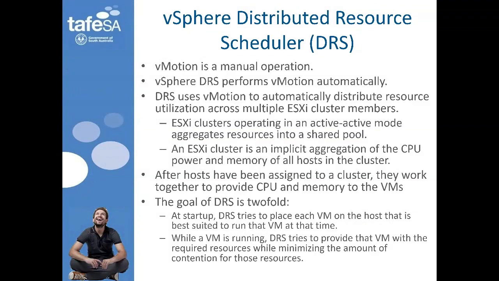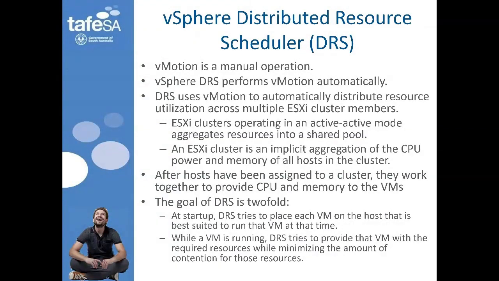All right, so vSphere DRS performs vMotion automatically, so it uses the vMotion feature that we talked about to automatically move virtual machines between hosts when they're not balanced. So DRS uses vMotion to automatically distribute resources across multiple ESXi cluster members. ESXi clusters operate in an active mode, which aggregates the resources into a shared pool. So aggregate means combines it together.